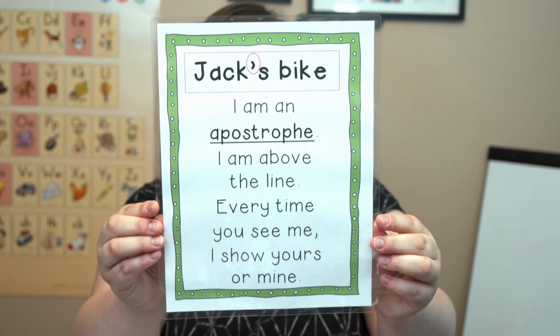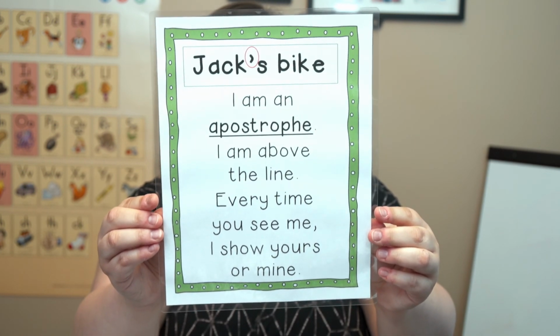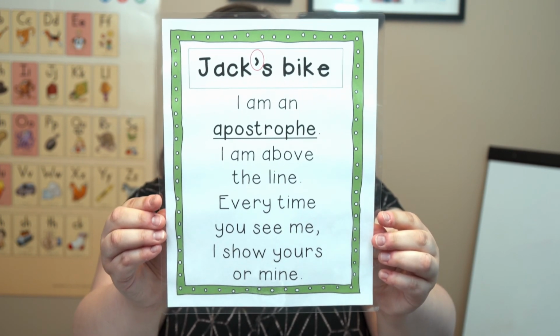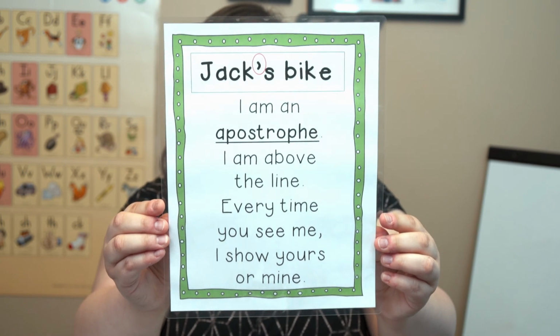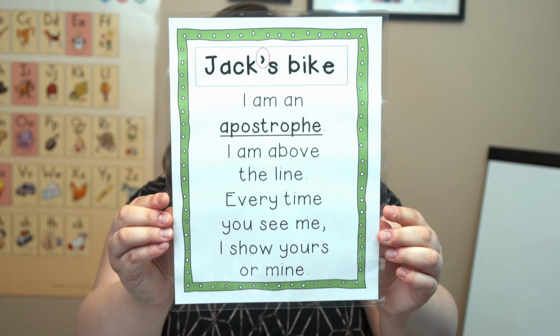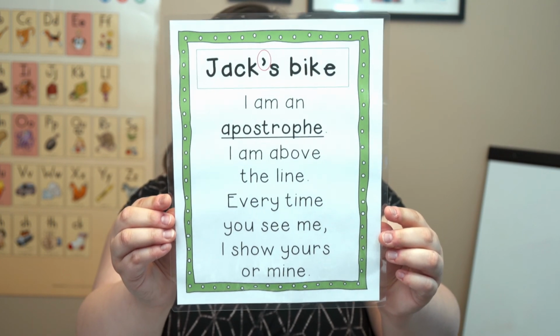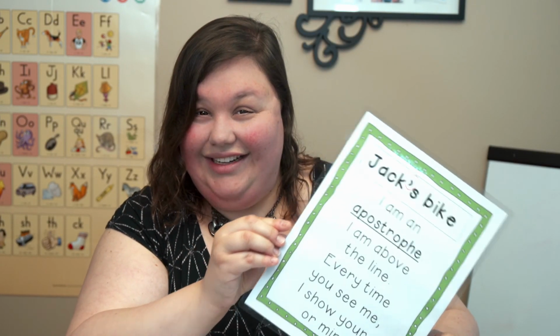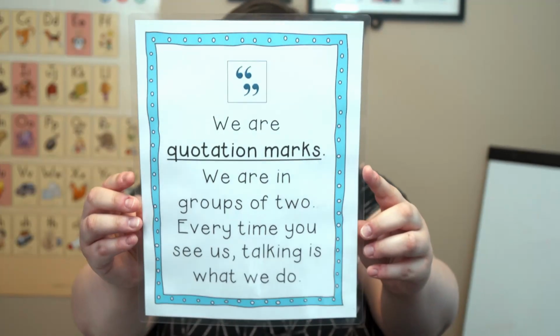Apostrophe. It shows something if something is yours or if it's mine. It shows possession. And it's always up, up, up, and not down, down, down. If it's lower to the ground, it's a comma. If it's higher up, it's an apostrophe. Don't forget it. Good job, my friends. This is the last one that we're going to go over today. They're very important. Okay, you ready? Let's see if you remember them.